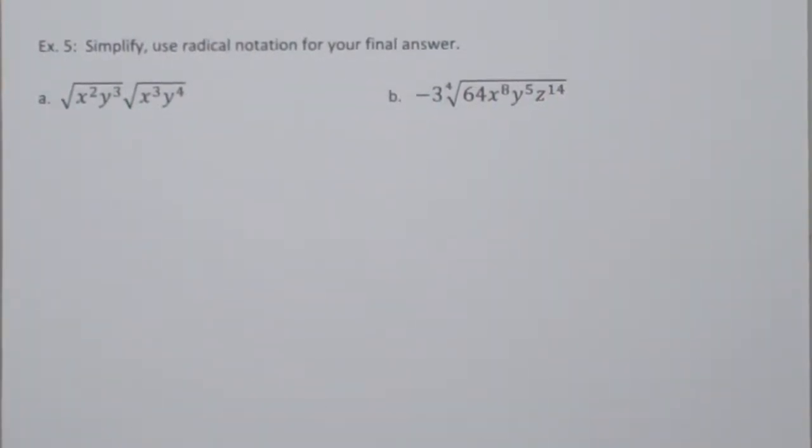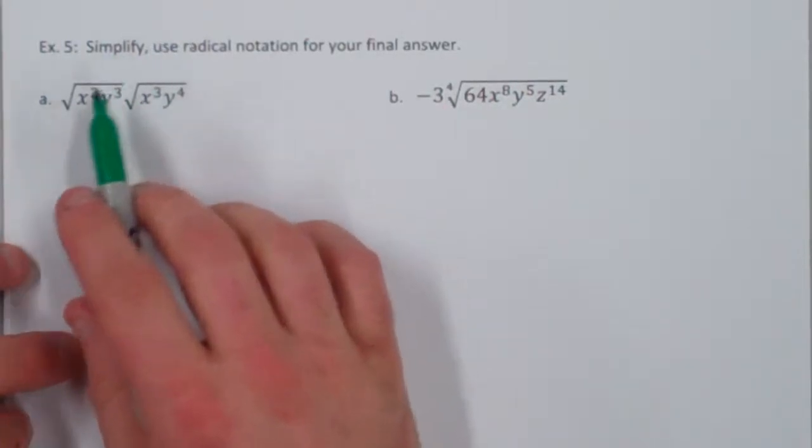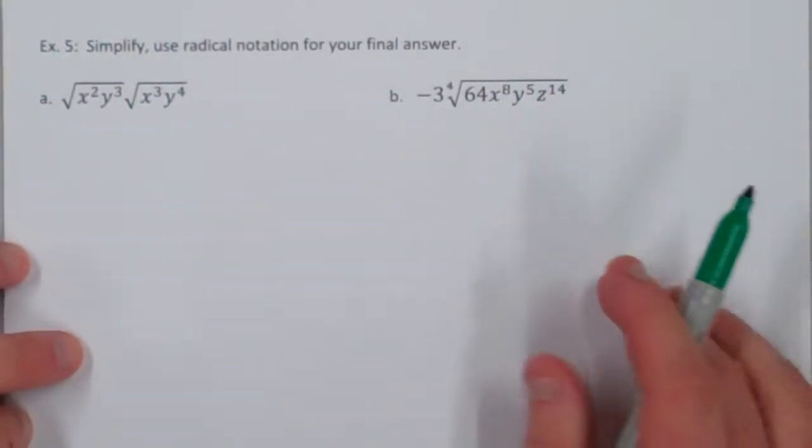Okay, for example 5, we need to simplify each one of these and use radical notation for your final answer. Now you might be thinking to yourself, okay, great, we have radical notation already, but we have this little word up here, and that's simplify. So if we simplify this first, there's a couple different ways you can do this.